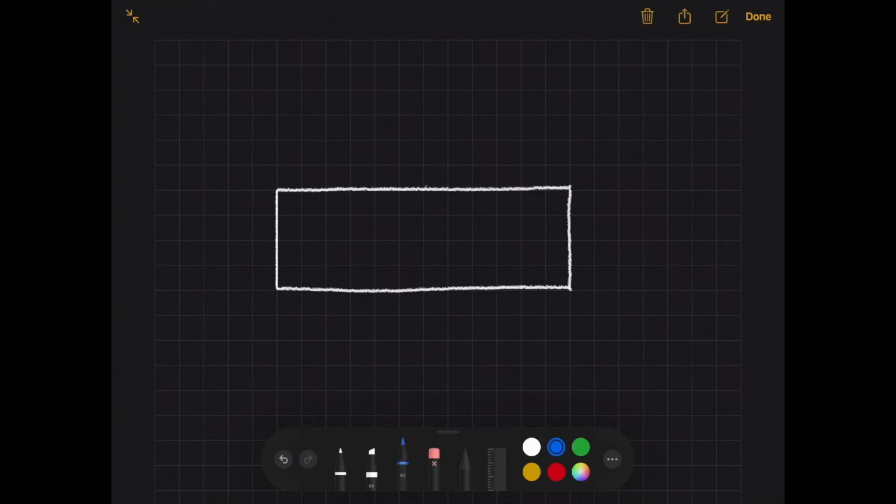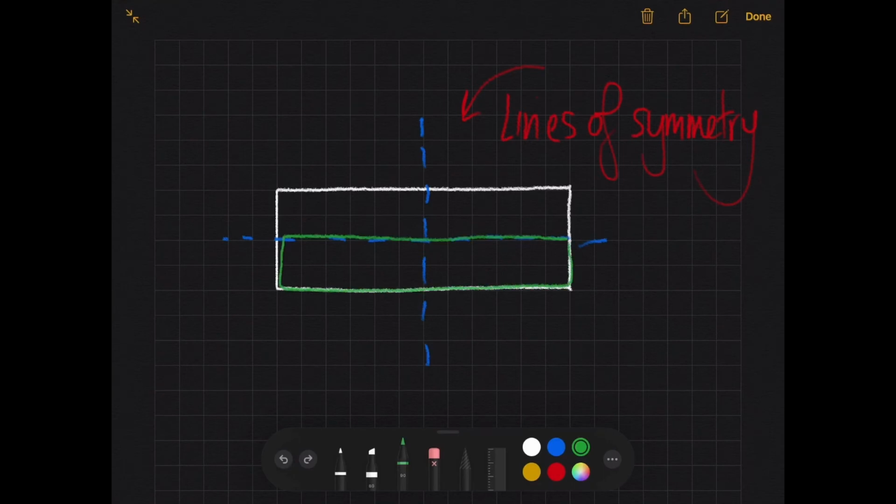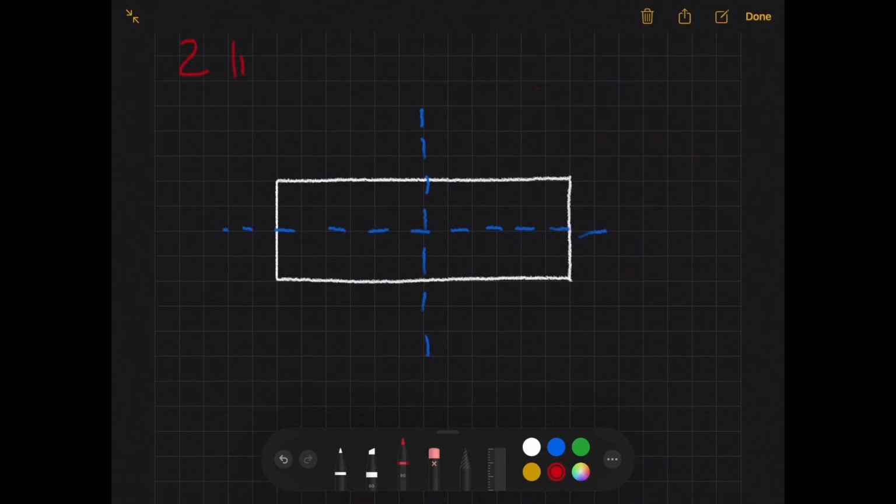So here I've got a rectangle, and if I were to fold it down the middle, you can see that I've got the same amount of space on this side as I have on this side. So this here is one of the shape's lines of symmetry. Now that's not to say that a shape need only have one line of symmetry. You could have multiple lines of symmetry in a single shape. For example, if I folded my shape this way, you can see I've got the same amount on this side as I do on this side. So here we've found a second line of symmetry. That means this rectangle has got two lines of symmetry.